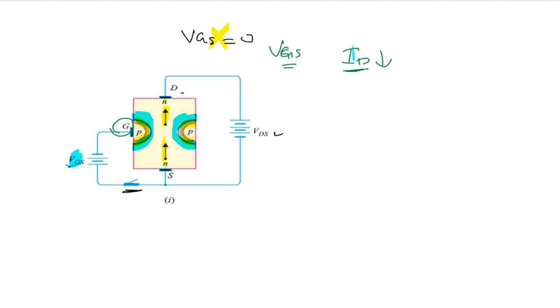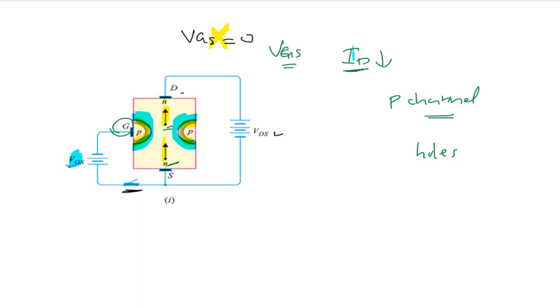Now, if we consider the working of the P channel JFET, then what will be the differences? The working of a P channel is exactly as the working of an N channel, and there will be only two exceptions. First one, the current conduction will be by holes. Here the current conduction is by electrons.